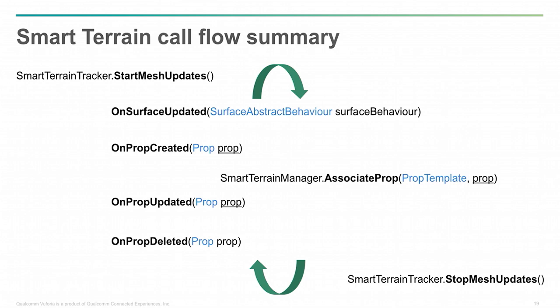And then when you want to stop updating, you call stop mesh updates. So the full life cycle is really starting the mesh update, stopping the mesh update, and then handling any of the callbacks in between to customize the experience. So you can see it's really pretty straightforward.